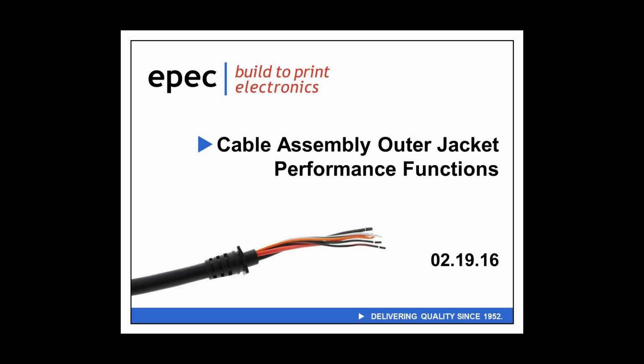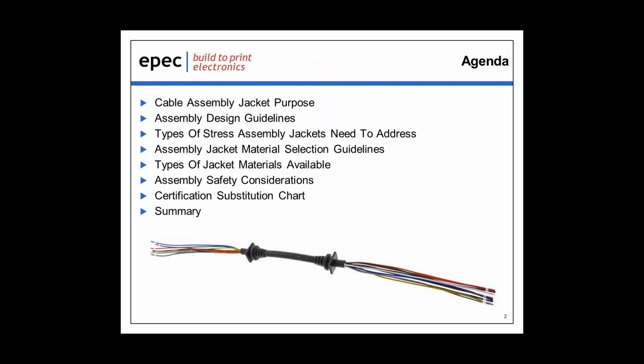Thank you, Kendall. I'd like to thank everyone for joining us today on our webinar discussing the cable assembly jacket performance criteria. Over the next 20 to 30 minutes or so, we'll be discussing the function and the purpose of the outer jacket on the cables used in cable assemblies. We're going to look at some very basic assembly guidelines, go over some of the stresses that the cable jacket is exposed to, and we're going to look at a limited number of compounds and talk about attributes for each one. We'll then wrap up the discussion today by talking about some of the safety considerations that need to be looked at for the individual cable assemblies.